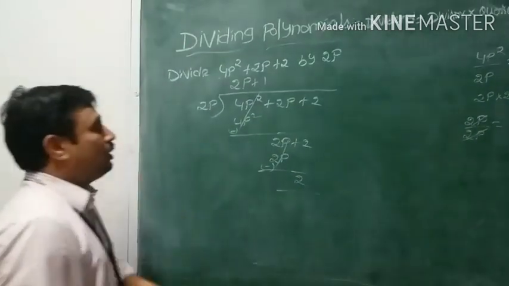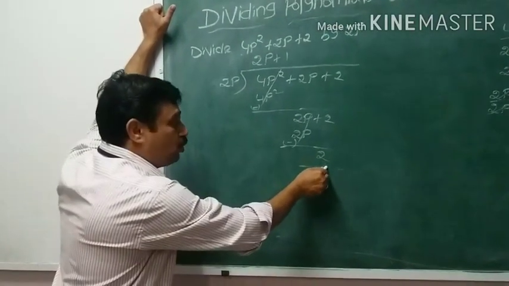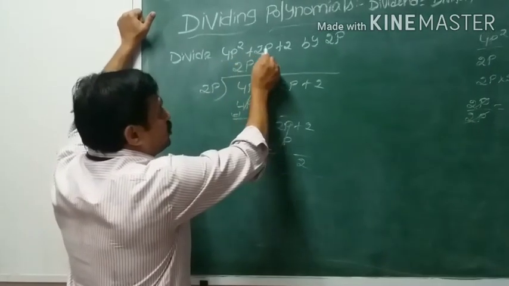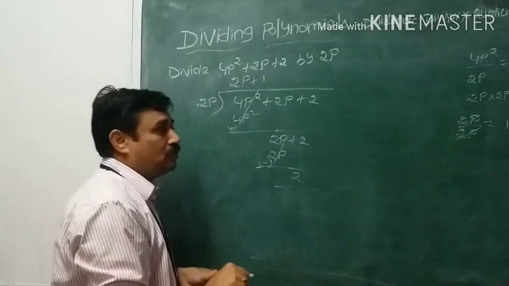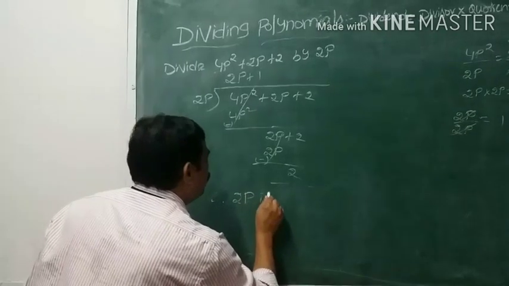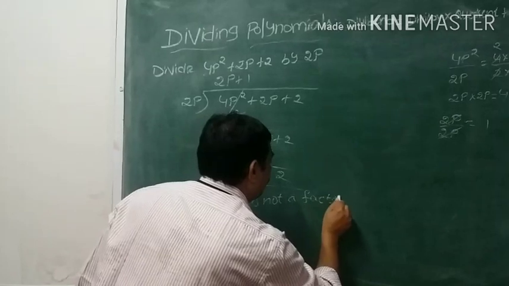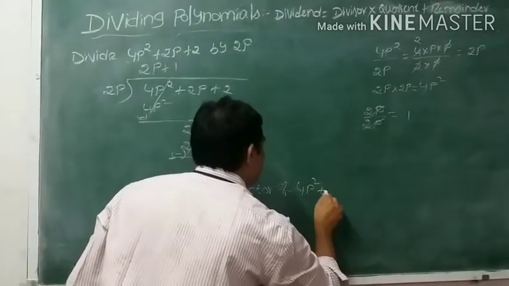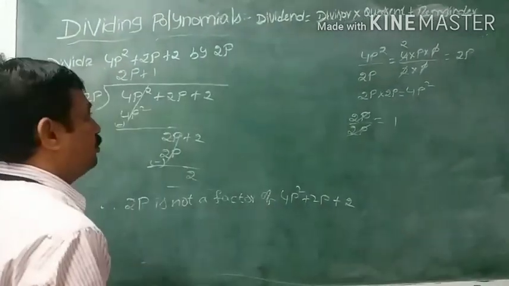2. Now in previous sum we got remainder 0, but here we got remainder 2. Therefore 2p is not a factor of 4p square plus 2p plus 2. Why it is not a factor? Here the remainder is not 0. Therefore 2p is not a factor of 4p square plus 2p plus 2.